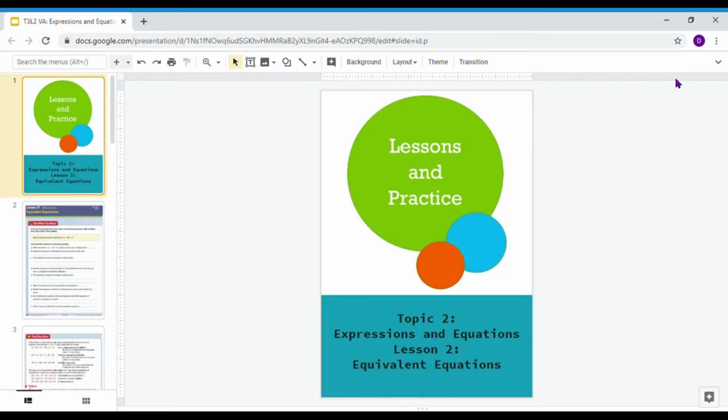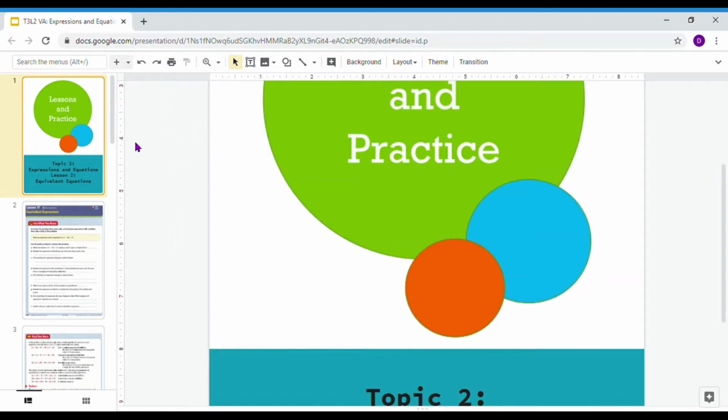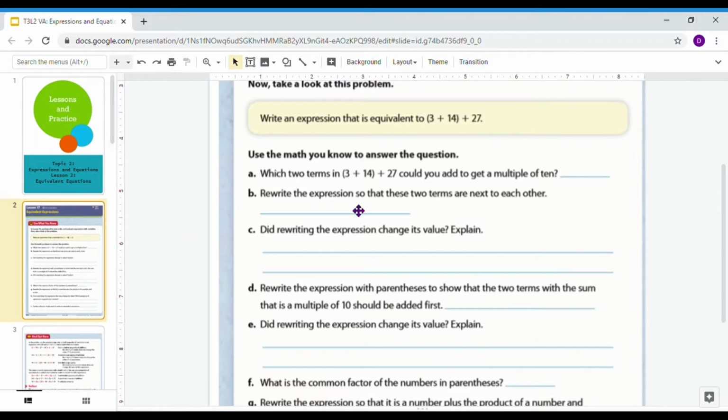So let's just dive right into lesson 2 on equivalent equations. If you do not have your remote learning book directly in front of you, pause the video, go grab it, and come right back for the guided lesson. Reminder that the pause and play feature is extremely beneficial as you are learning, understanding, and writing down information into your remote learning book. So use that pause and play feature as much as you can. You guys have basically a remote to your teacher.